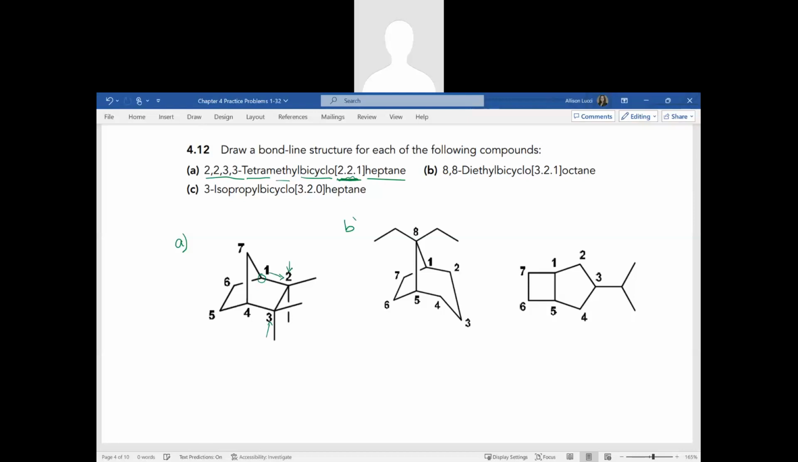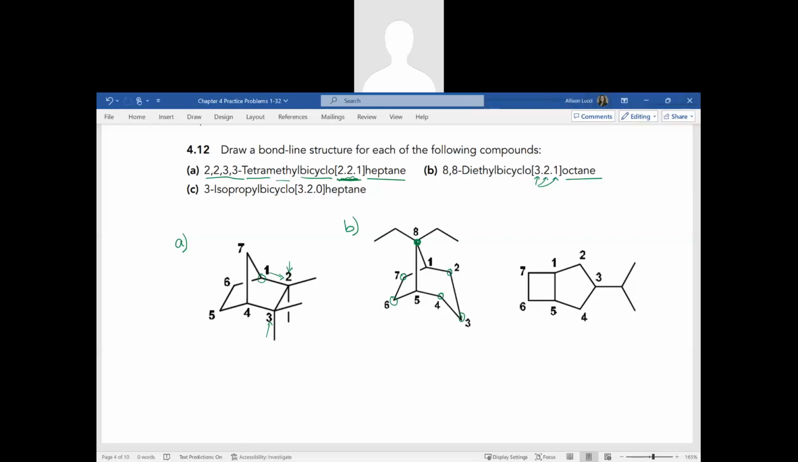Let's take a look at B here. So now we have 8 carbons total in our 2 cyclic compounds. We have a bridge of 3, a bridge of 2, and then a bridge of 1. So our shortest bridge is up top here with that 1 carbon, and we see that we have a bridge of 1, 2, 3 carbons here, and then 1, 2 carbons here, for a total of 7 carbons in our largest ring. And let's start numbering that ring.